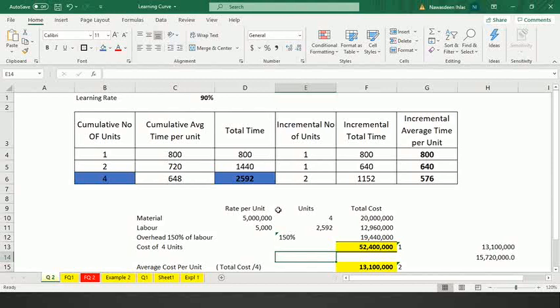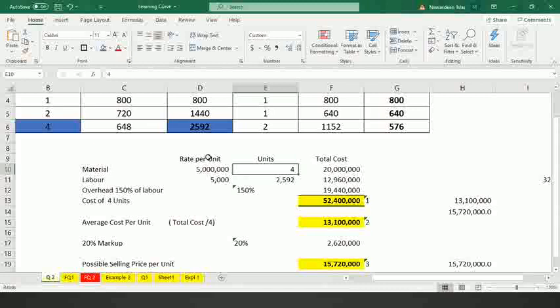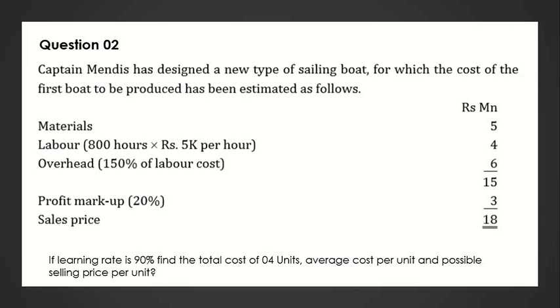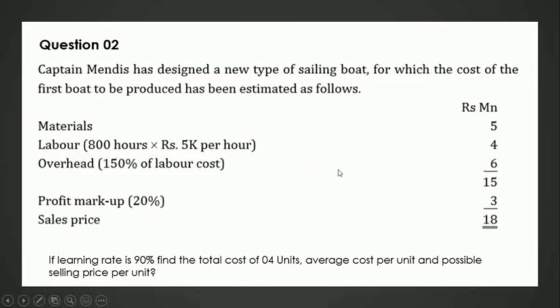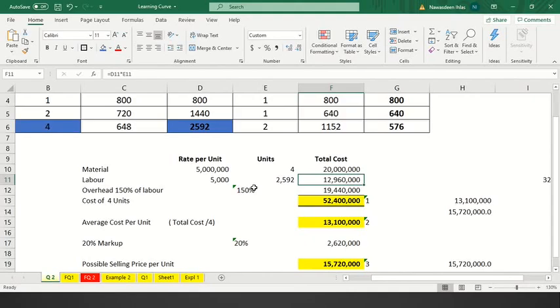So I have computed the cost as 4 hours. Here you can see the material requirement for 1 board is 5 million, for 4 boards it is 20 million, 5 million into 4. Labor requirement for the first board is 800 hours, and if they are producing 4 boards we need 2592 hours. So now we are producing 4 boards, so this will be our total labor hour requirement.